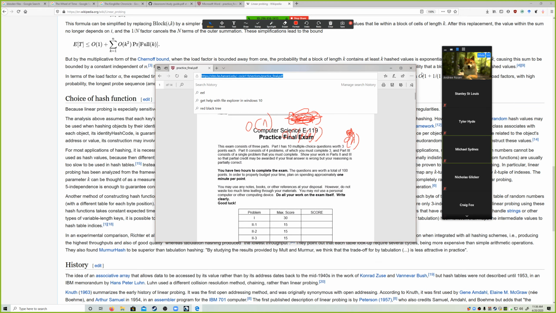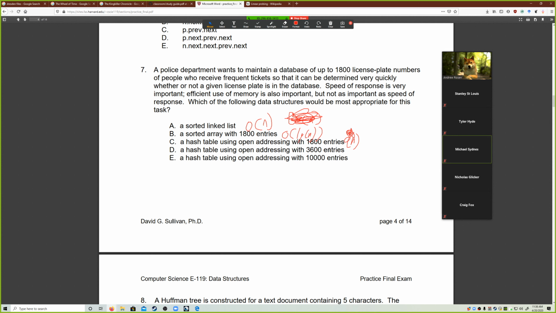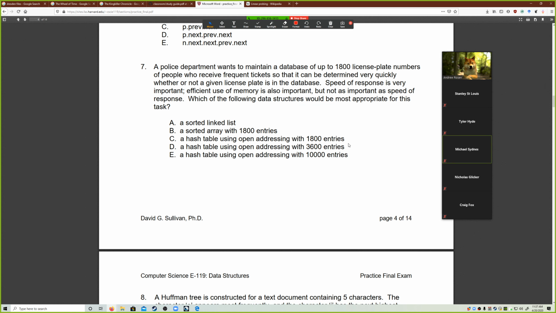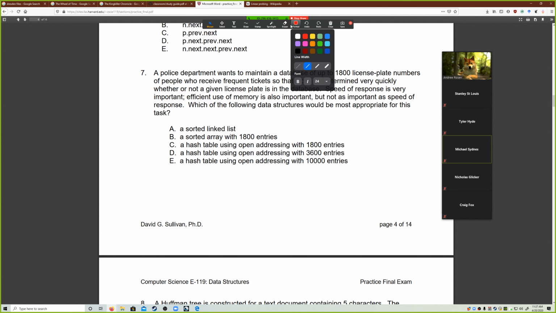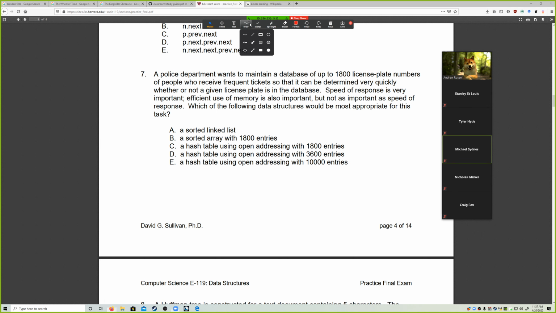So we're looking pretty good over here for it being half full. If it is half full, it takes almost no time at all to find an empty space. So this one over here is probably our best bet. But let's look at the last one. The last one is open addressing with 10,000 entries. Super fast. But really, is the extra space being used here worth it when we're already super fast over here? So I would go with D.